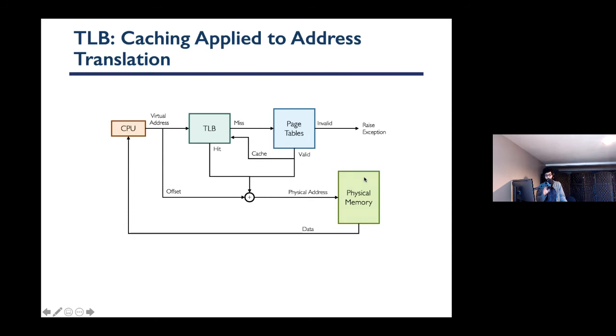I'll talk a little bit about it when I talk about how the whole thing is implemented in hardware. But basically, missing in TLB means that you have to go to your page table, where page table is in your memory. So you have to go to your memory.